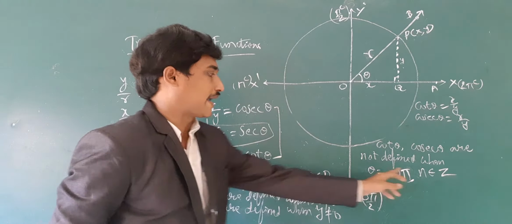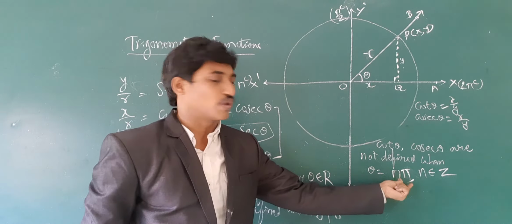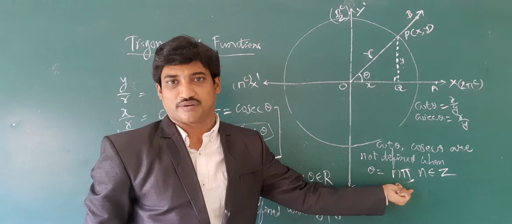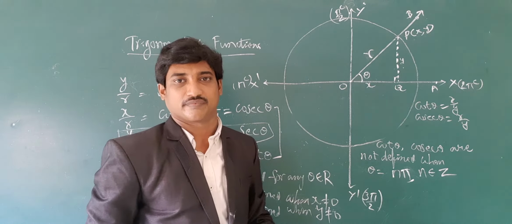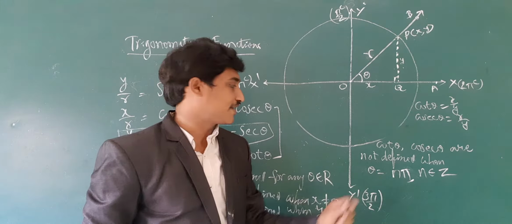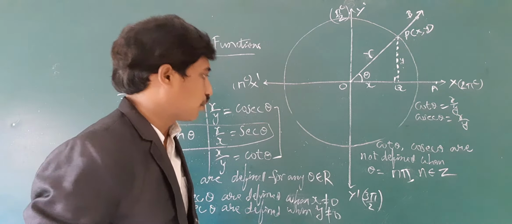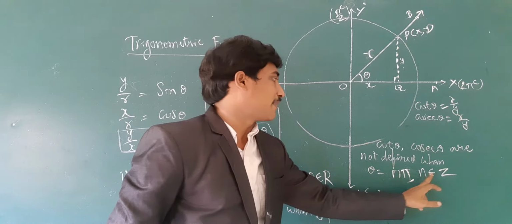Here I am writing pi. If units are not mentioned, we have to consider it as radian measure, pi radians. If the units of the angle are not mentioned, in that case we need to treat that angle in radian measure. Theta is equal to n pi, n belongs to Z.